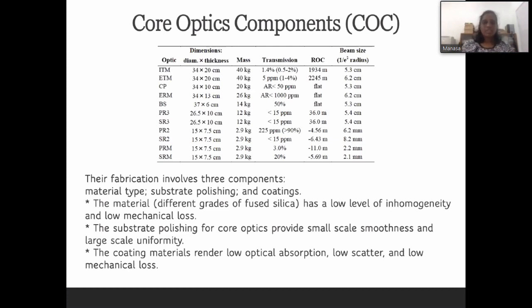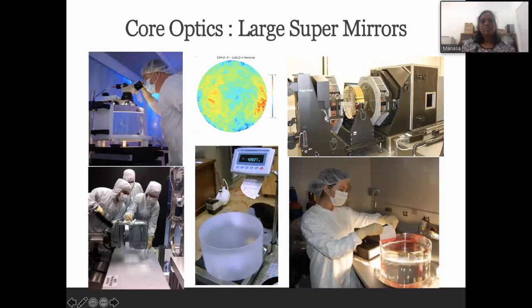And when it comes to how these core optics look and how they have been handled and evaluated, you can see in here that a core optic mirror, the test mass, weighs roughly around 40 kilograms. And we use specialized instruments like the Zygo to look at the surface profile of these mirrors. And what you see in here is actually the image of the surface profile, showing variations of the order of a few nanometers or less than that.